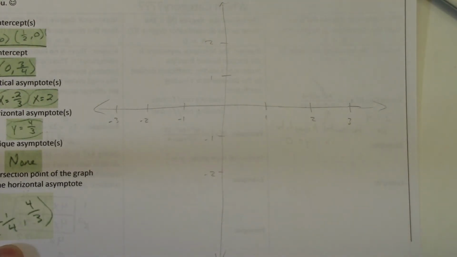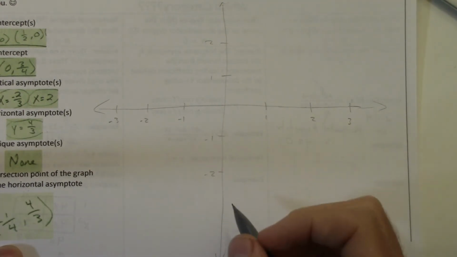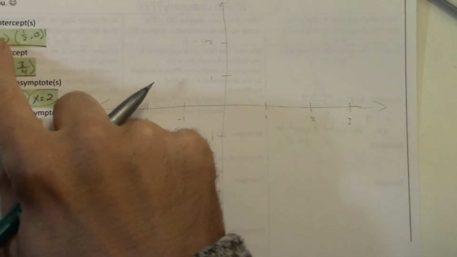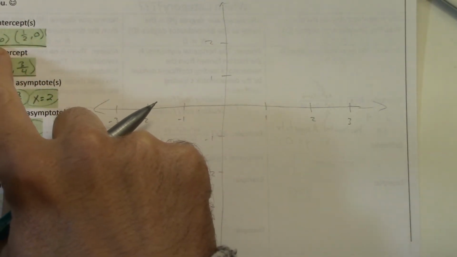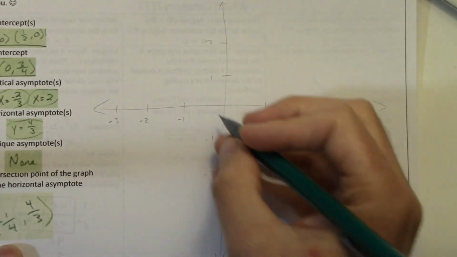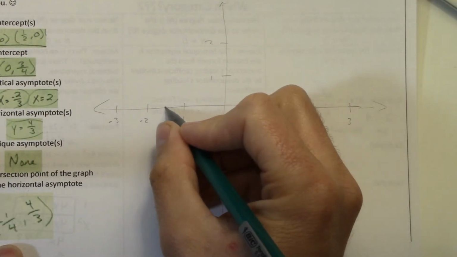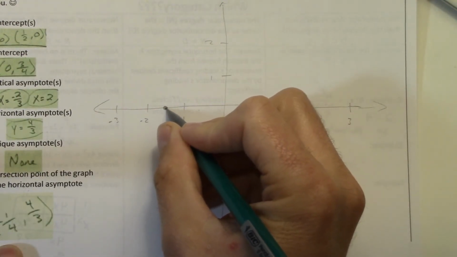You try to, if it works. Sometimes it doesn't always work. All right, so let's see, x-intercepts. I have 2 places where that crosses the x-axis. So negative 3/2, that's negative 1.5. So there's 1, and I'm going to put a dot there.